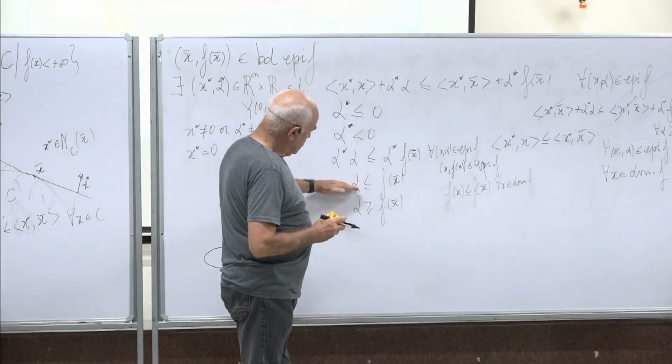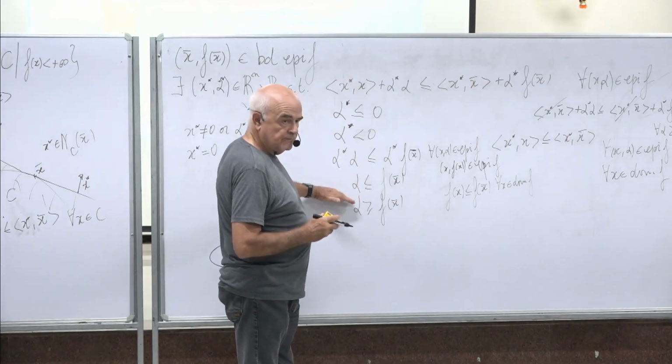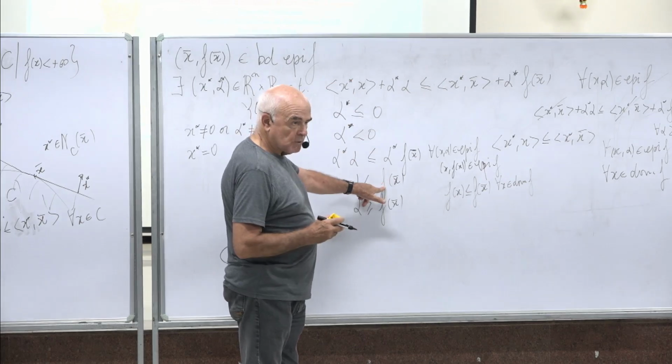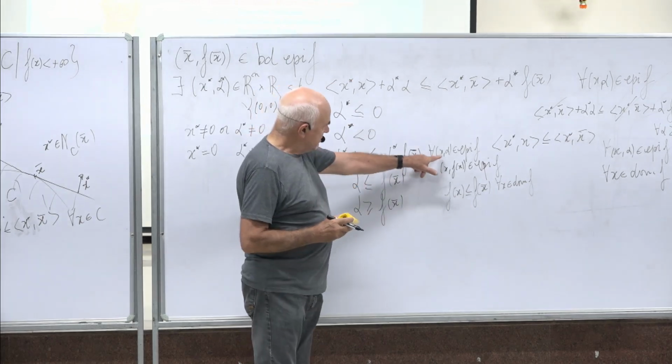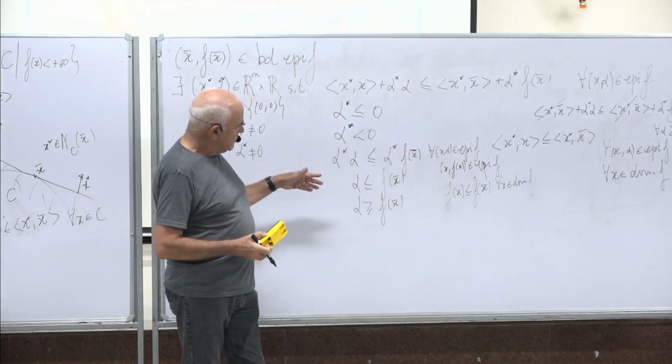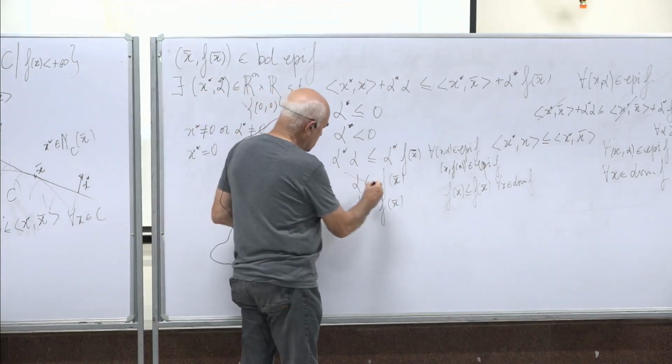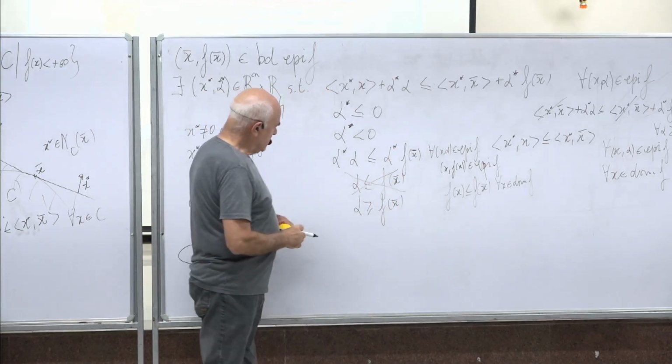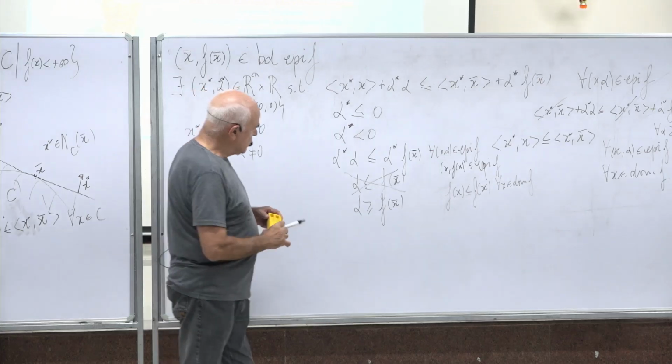But alpha, in fact, has no upper bound. So this is impossible. Alpha making part of a point in the epigraph, there is no upper bound. So this cannot hold. And what about the second situation?